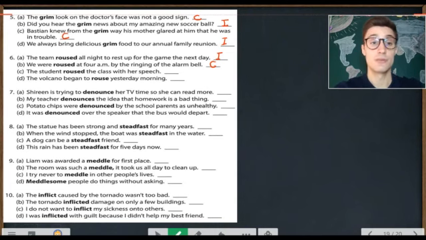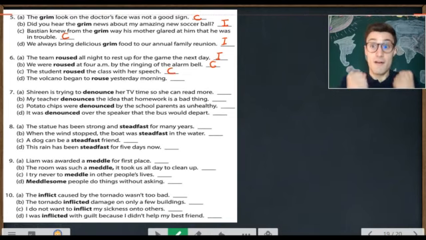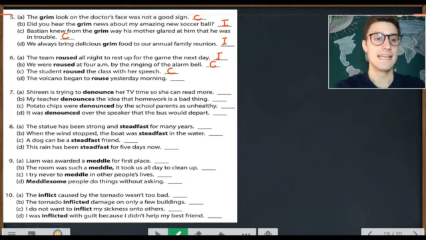C. The students roused the class with her speech. The student roused the class with her speech. She could have gotten them fired up. Yeah, right, let's go. D. The volcano began to ruse yesterday morning. Incorrect. A volcano can't ruse. It sounds right, but it's not.